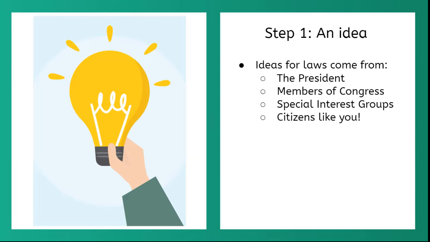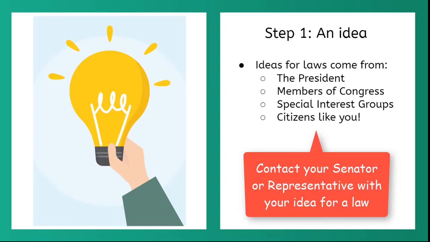Each law starts out as an idea. These ideas often come from the president or members of Congress or special interest groups like businesses and organizations. But ideas can also come from citizens like you. If you feel strongly about something and believe it should be a law, the first step is to contact your state's elected officials in Congress, like a senator or a representative in the House.